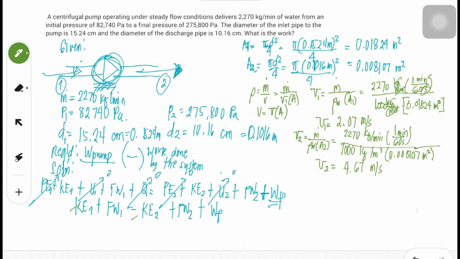Okay? So, on the basis of 1 kilogram mass, we need to compute first for the kinetic energy at point 1. So, u1 squared over 2.